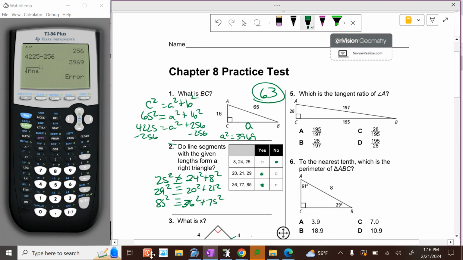What is the tangent ratio of A? Tangent is opposite over adjacent. Well, this is my opposite. This is my adjacent to A. So it's 195 over 28.